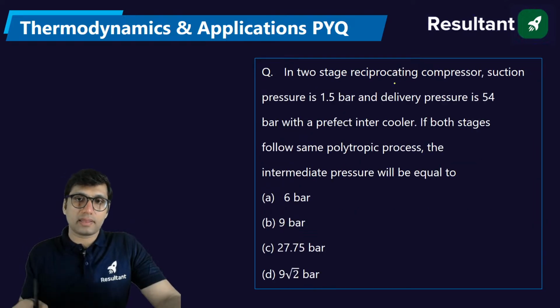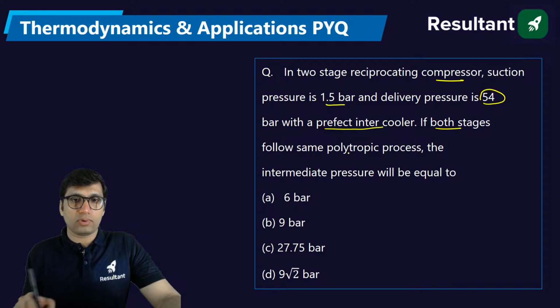In a two-stage reciprocating compressor, suction pressure is 1.5 bar and delivery pressure is 54 bar with a perfect intercooler. In both stages, if both stages follow the same polytropic process, then intermediate pressure will be equal to.